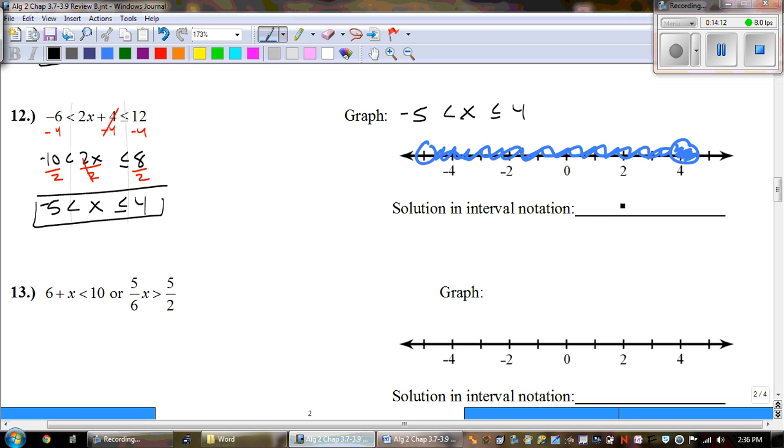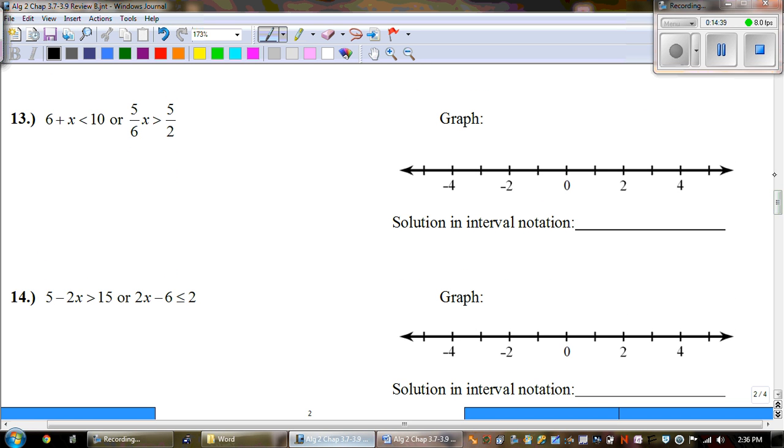Okay, there you go. I'm starting to write it in interval notation right now. So I subtracted the 4 and divided by 2, and we get -5 is less than x, which is less than or equal to 4. Okay, so you have to pay very close attention to your signs. Which one's open and which one's closed.